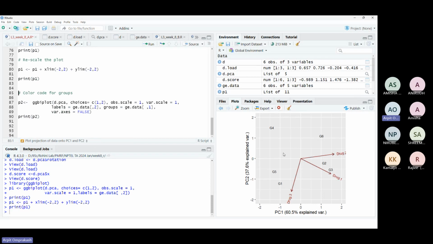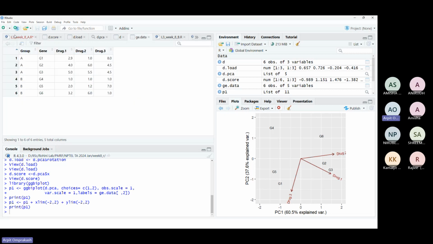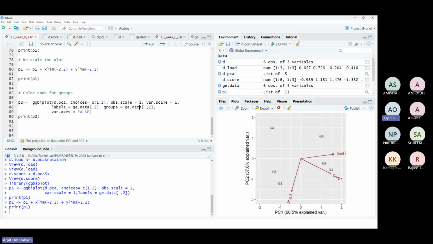Then what we want to do now is plot this data, but color code it for groups. So we are doing ggbiplot again. We provide the PCA data. Choices is basically we just want the first and the second principal axis. Scaling we don't want. For labels we are providing the gene names, G1, G2, G3 to G6. And groups tells it what to color it by, right? So groups is g.data first column. G.data first column is the group. So we want to color it according to the group, A or B.